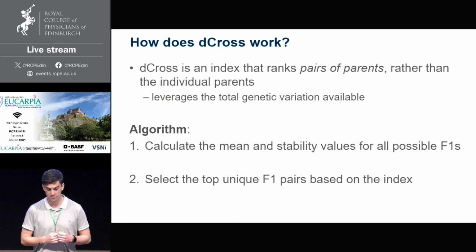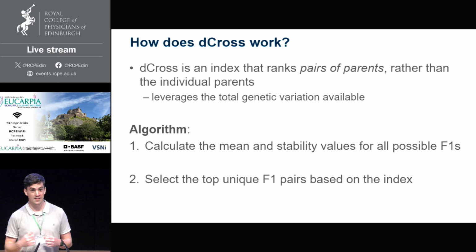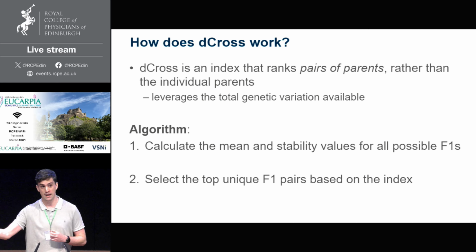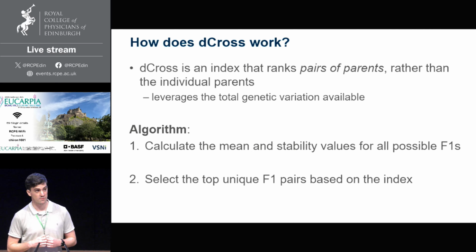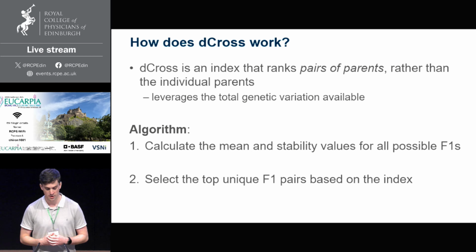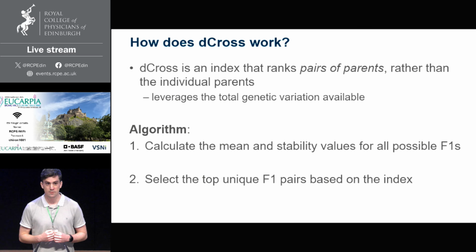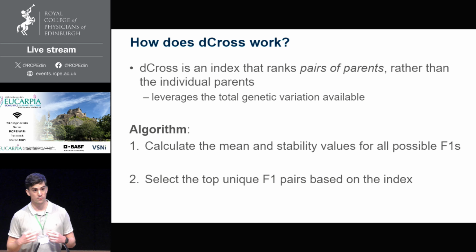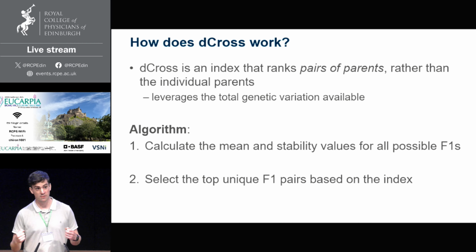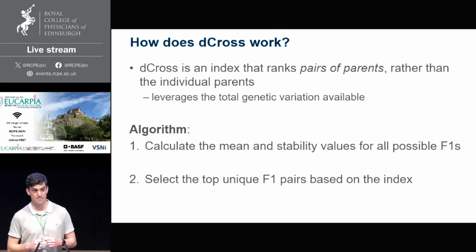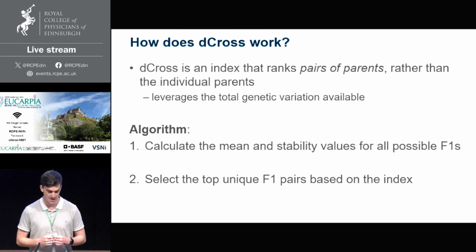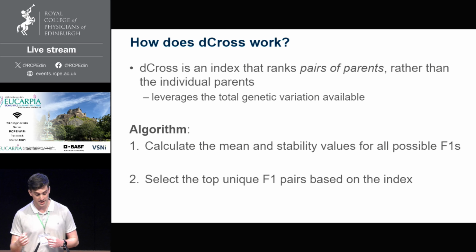It's really simple. It's quite similar just to using an index, but instead of focusing on the parents themselves, we're focusing on the outcome of the cross, so the progeny of the parents. And so the reason that's useful is we don't discount individuals who are unstable, because really their instability is reflecting just adaptive ability to certain environments. And so what that means is we're able to leverage the total genetic variation that's available in the population.